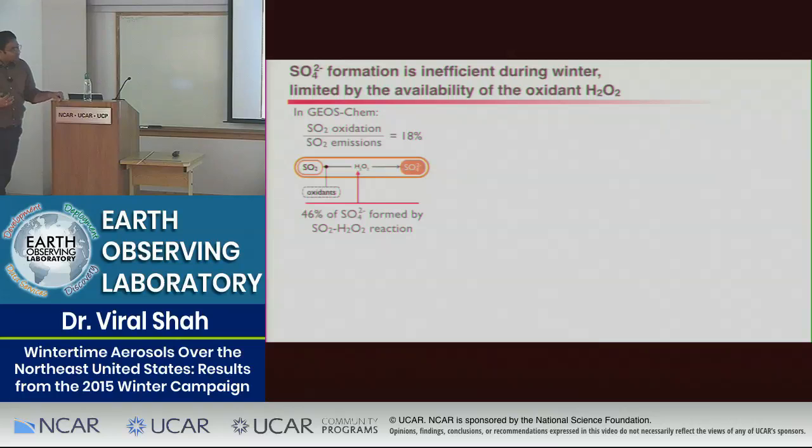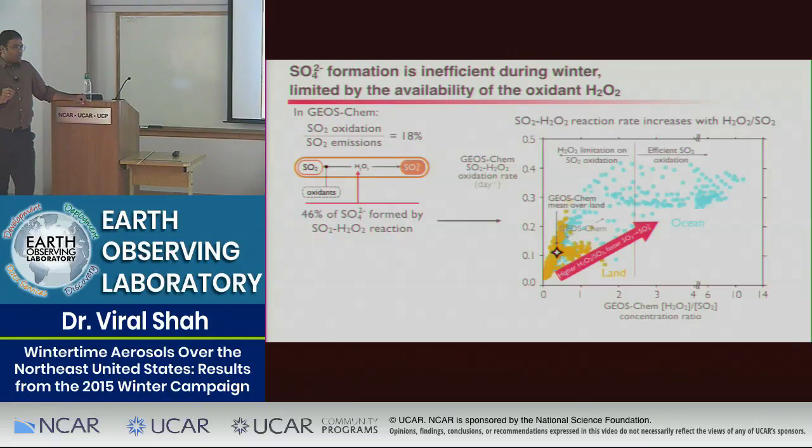So firstly, we found that sulfate formation is inefficient in winter. Only about 18% of the SO2 gets oxidized to sulfate. And much of that, about half of that, happens via H2O2. Now, as I said, the H2O2 reaction is limited by H2O2. So we can see that here.